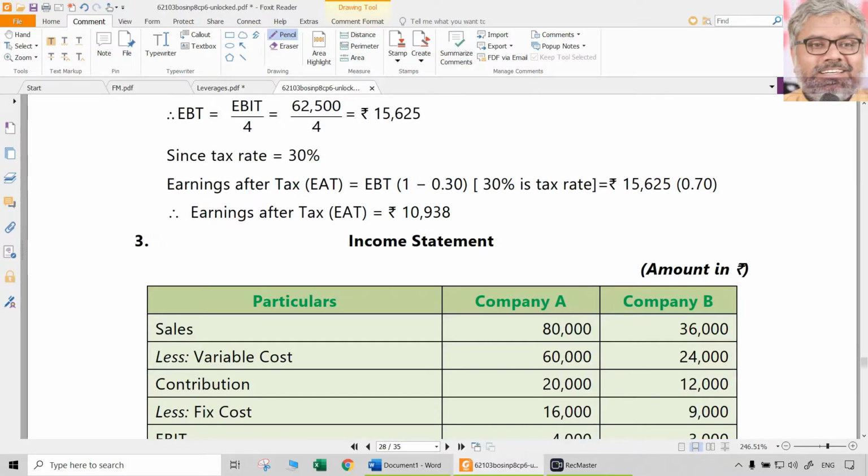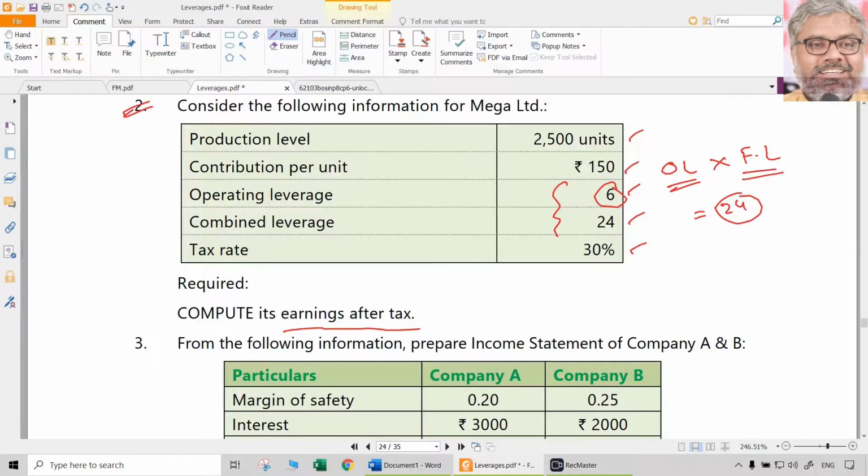10,937 or 38. That is the correct answer. 10,938. That was question number 2.